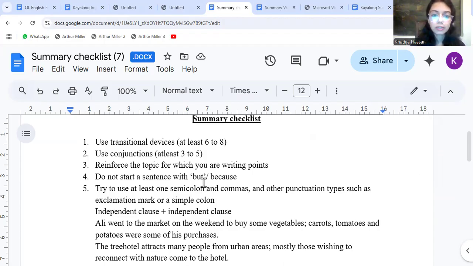All right. Do not start a sentence with but or because. Try to use at least one semicolon and commas and other punctuation types such as exclamation mark or a simple colon.